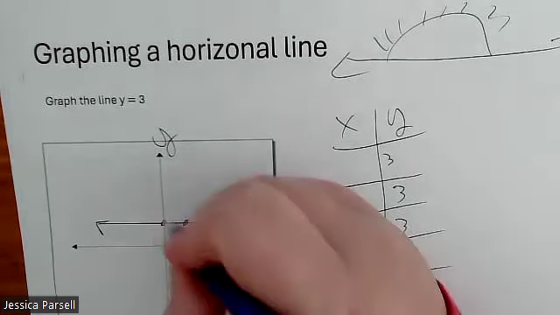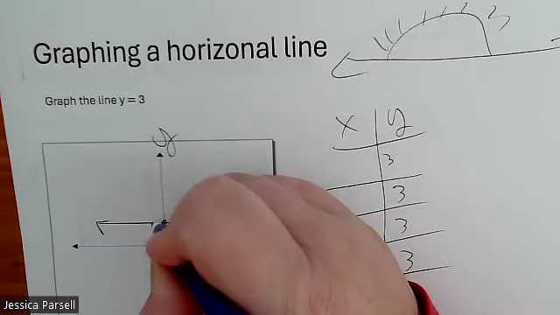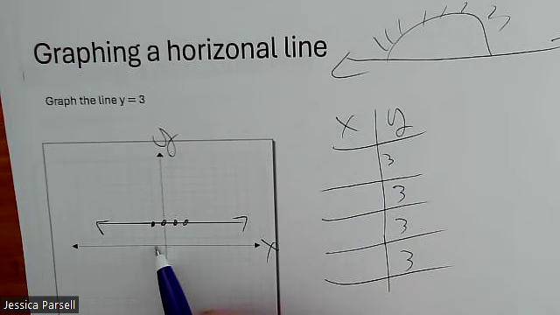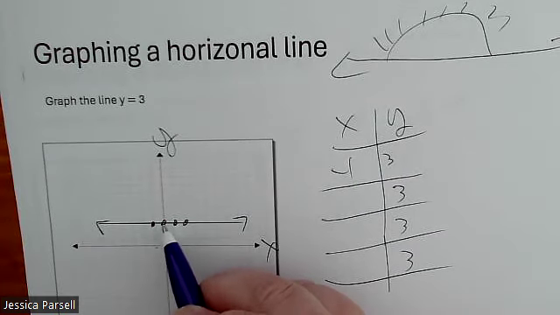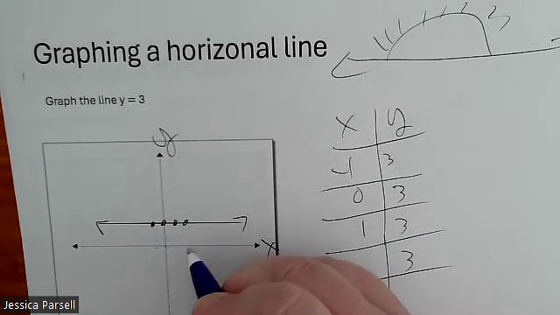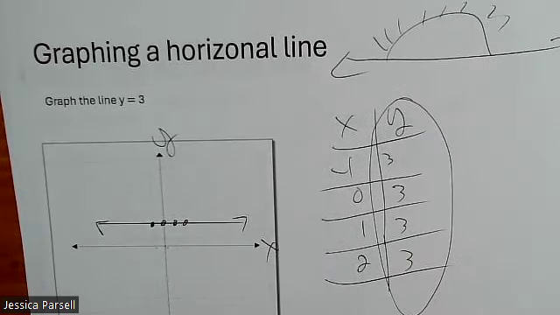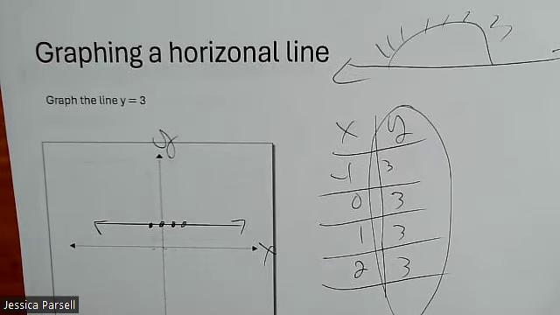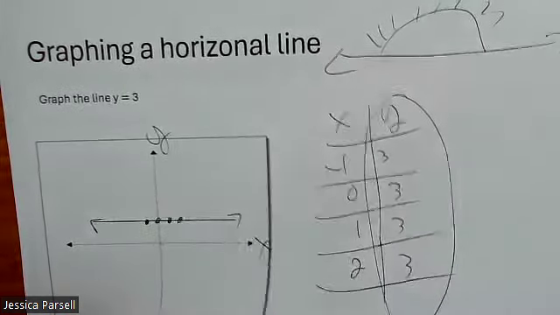So if you were to try to pinpoint what these points are here, right? This one here would be -1, 3. This one here would be 0, 3. 1, 3. 2, 3. Okay, what's the common theme? Y is always equal to 3 on a horizontal line. So hopefully this is making some sense.